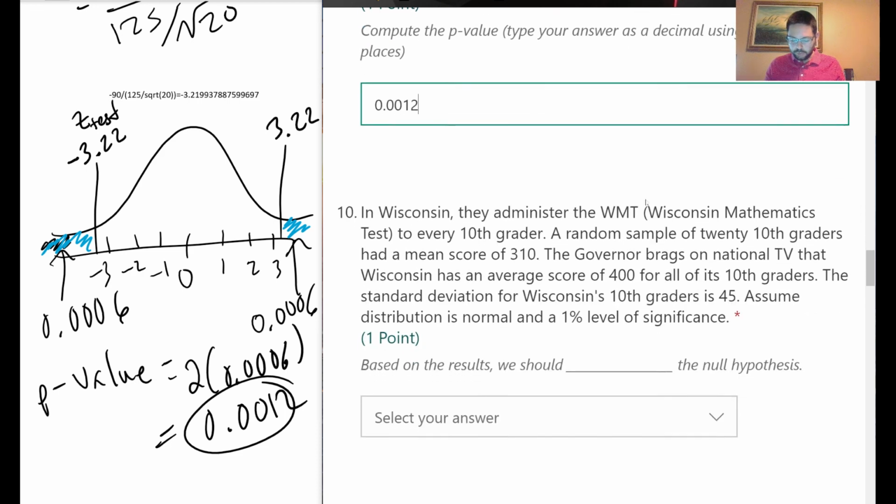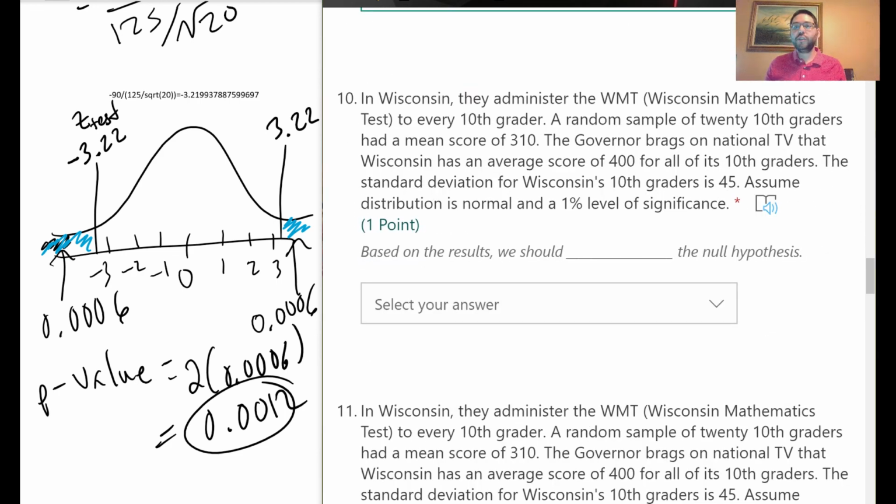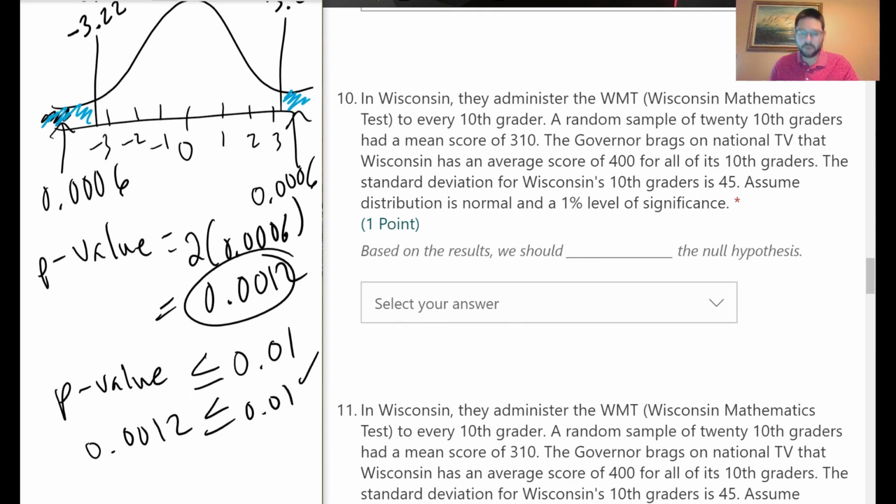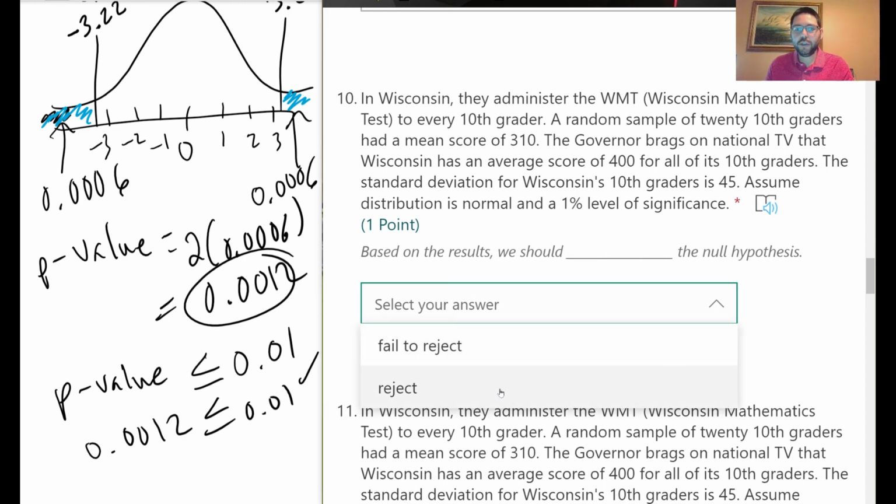All right. So for number 10, based on the results, what should we do? Reject or fail to reject? Well, remember that if the p-value is less than or equal to alpha, we reject, right? So in this case, is the p-value less than or equal to alpha? Well, we said that alpha was 1%, right? So 0.01. That's my alpha, 1% level of significance. So the number that we just found is clearly less than 0.01, which means we reject, okay? Otherwise, you would fail to reject. So we're going to say reject the null hypothesis.